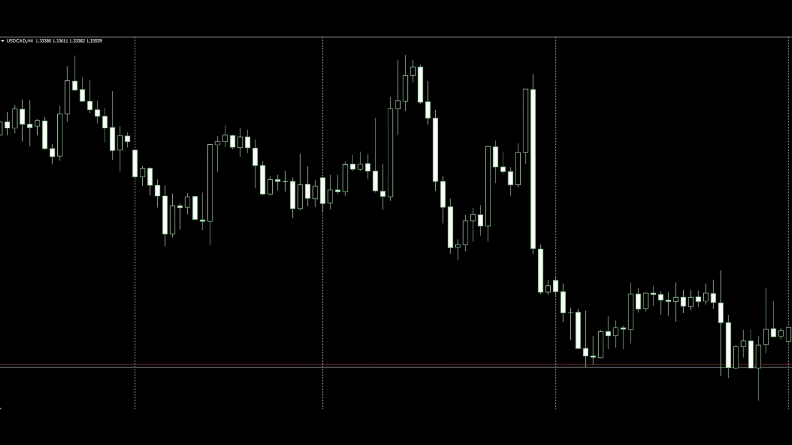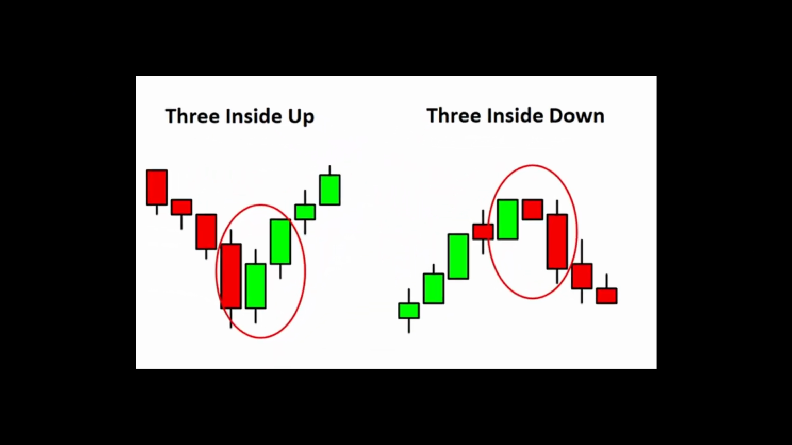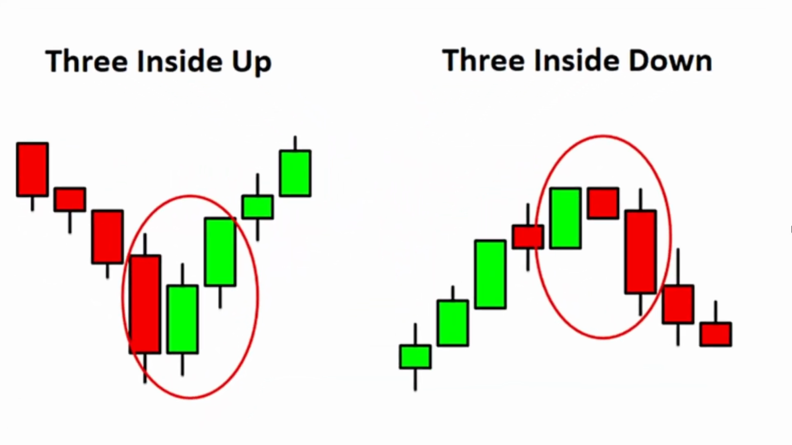3 inside up and down. The 3 inside up is a formation that indicates that the downtrend is over and the uptrend has started. To validate the pattern, the first candle should be at the bottom of the downtrend and it's a long bearish candlestick. The second candle should be at least at the midpoint of the first one. The third candle needs to close above the first candle's high. The idea is that the sellers are exhausted and at the same rate buyers have taken control.